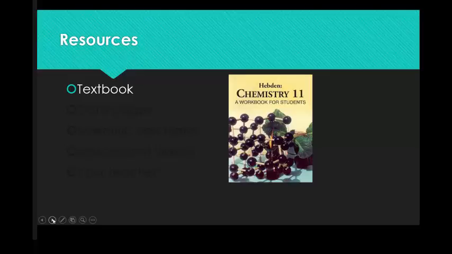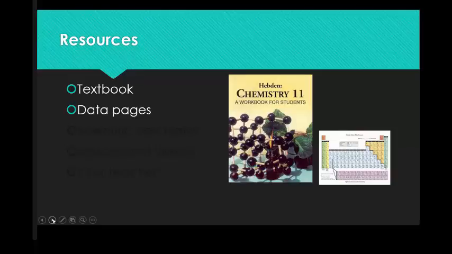There are also data pages. Data pages are provided in the course. You can print them out and use them on all assignments, quizzes, and tests in this course. You will need a scientific calculator for Chemistry 11.